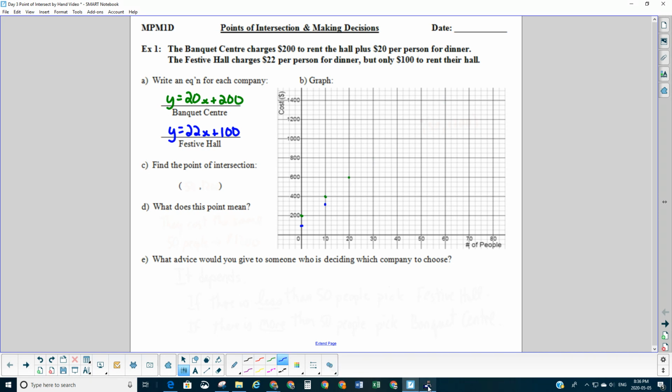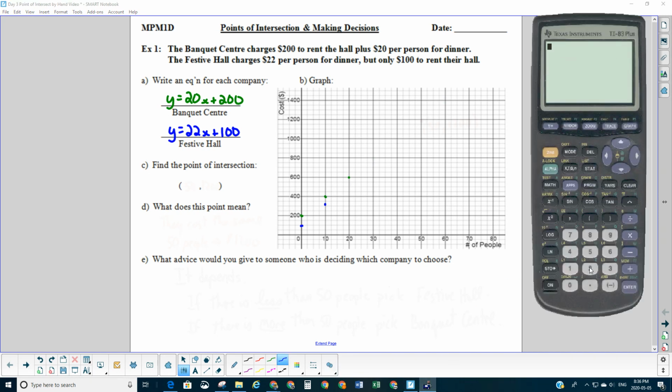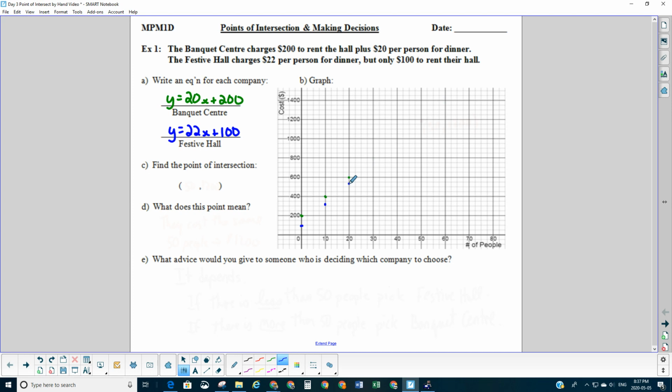And then let's do the blue one. So, $22 times 20 people, that's $440 for the meal, but you only pay $100 for that. So that's $540. So let's go and put 540. There's 540, right about there. Okay, so what you're seeing is at the beginning, obviously, it's cheaper to choose the blue company because your flat rate is so low, even though it's getting steeper. The green, though, is slowly getting less and less expensive compared to the blue one.